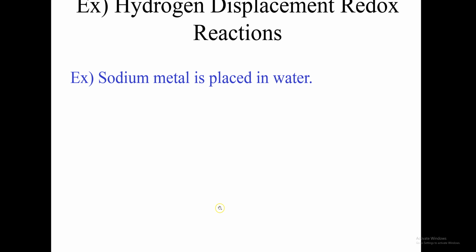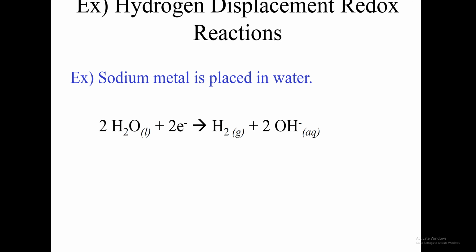All right, so here's an example of a hydrogen displacement redox. So sodium metal, if you place it in water, is a highly exothermic reaction. Generates massive amounts of heat. And so if I ask you right now to write down the equation or the balanced half reactions for sodium, we're going to go ahead and do those real quick. So here we have water.